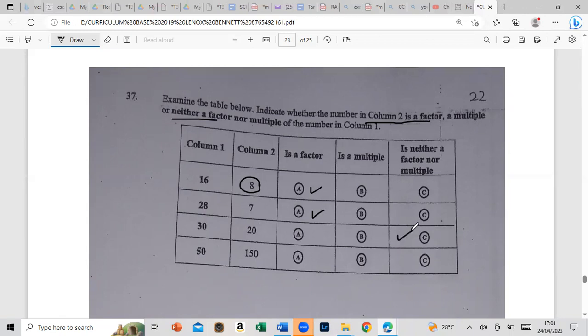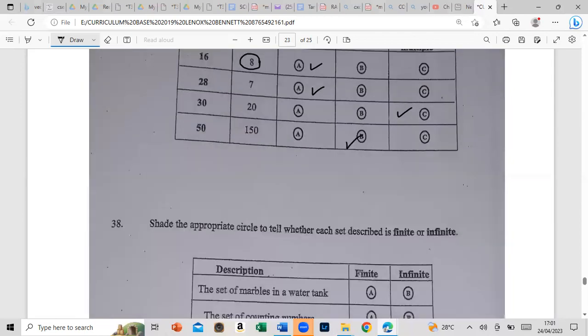They're very nice questions. Alright, 50 is not a factor of 50. However, it's a multiple. So remember what they say, column 2 is a factor, a multiple, or neither. So guys, ensure that you read this table very carefully when you get it. Alright, let's move on to 38.